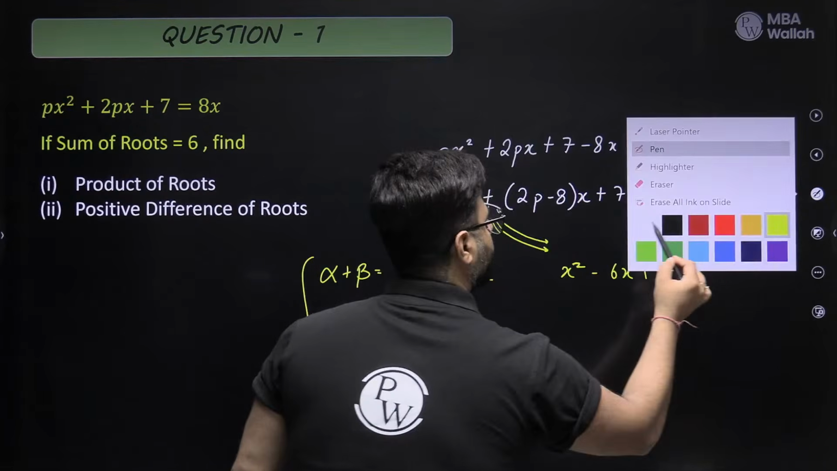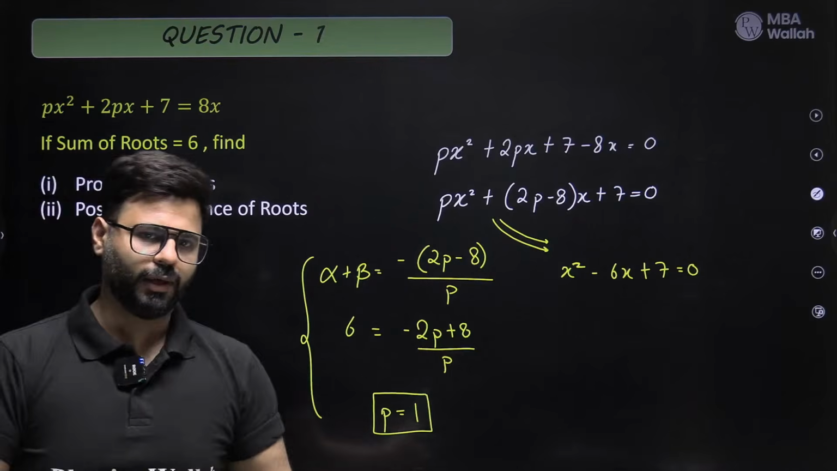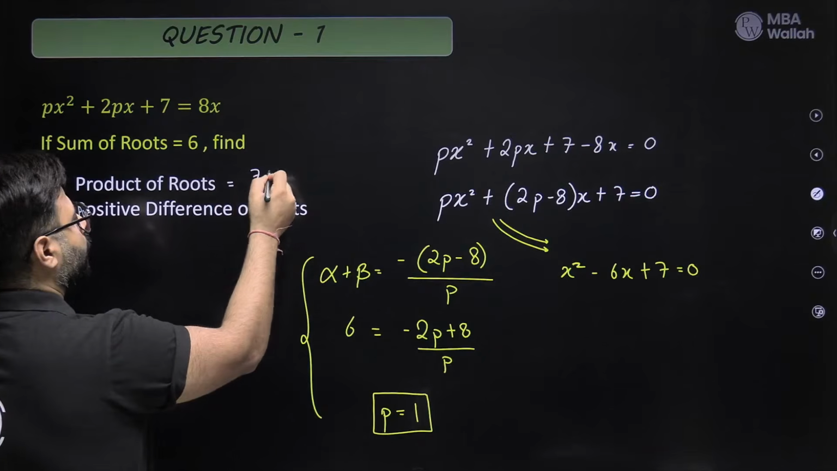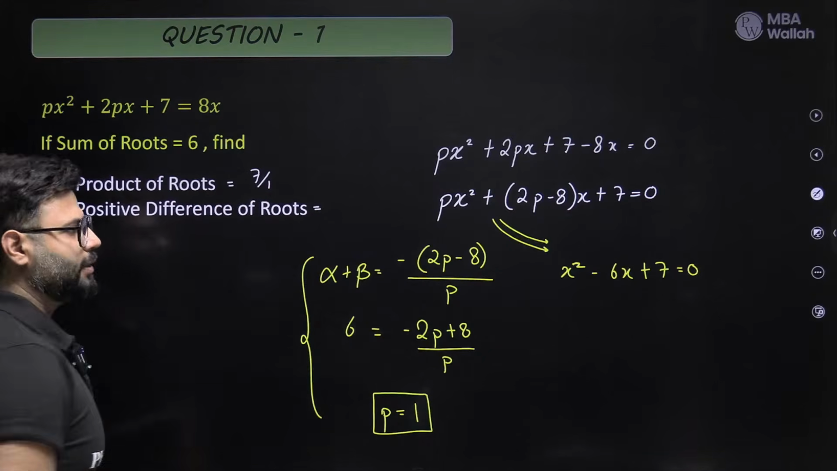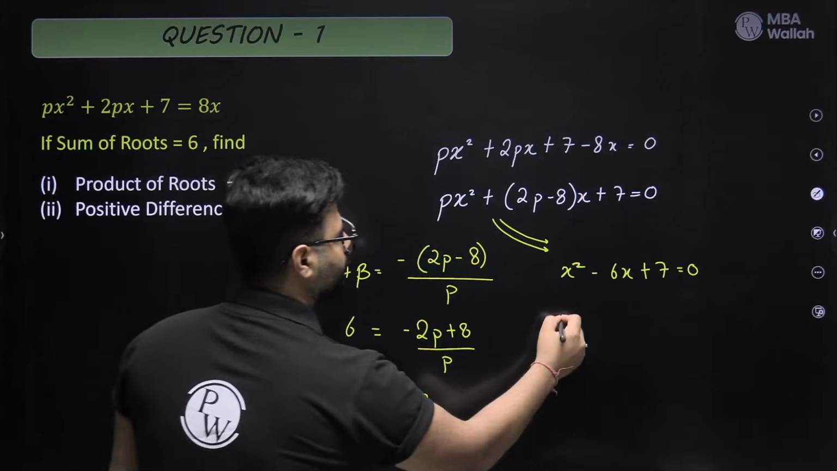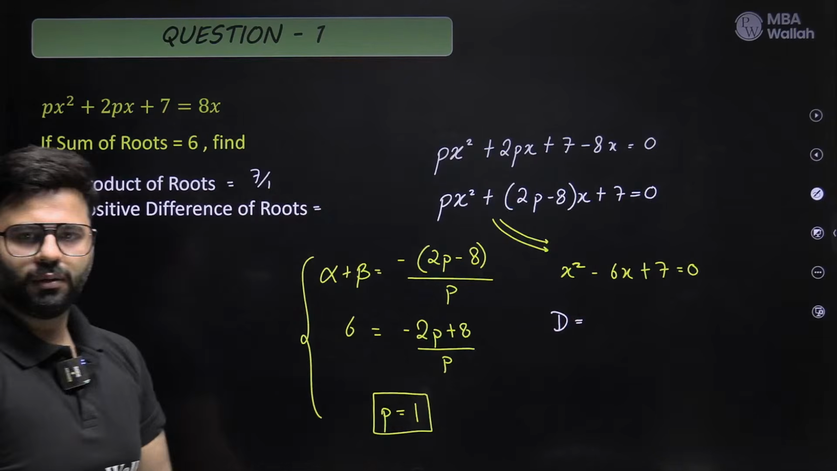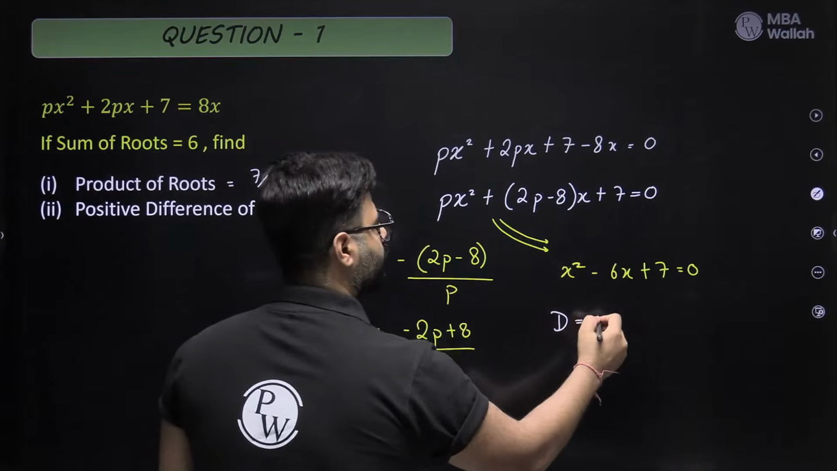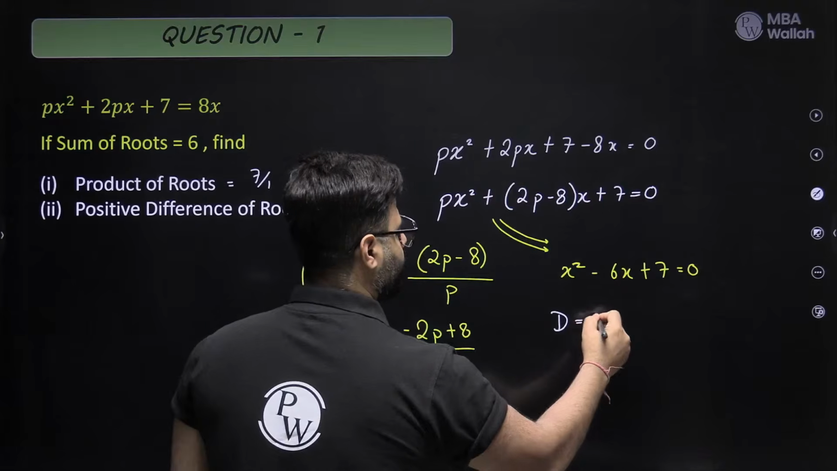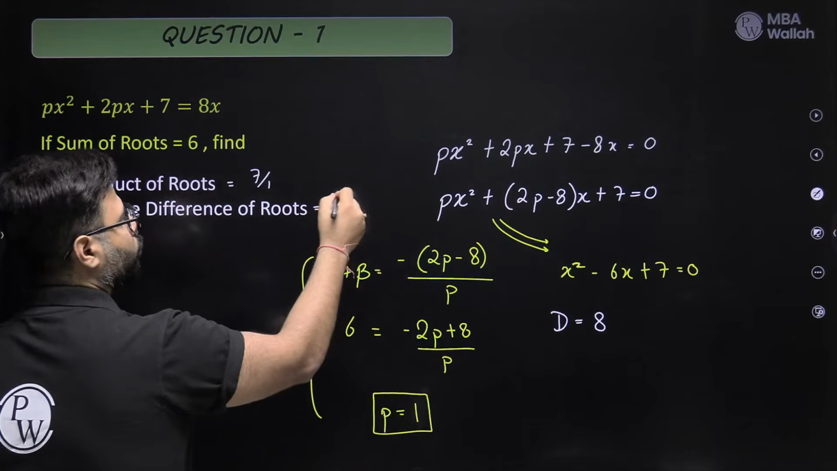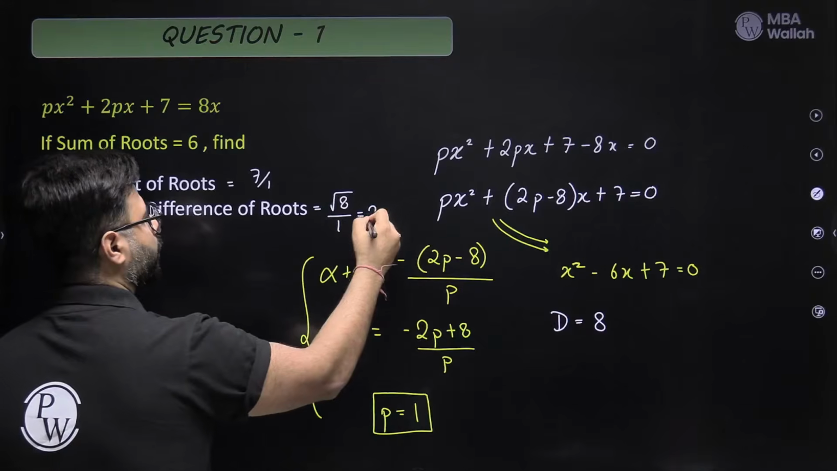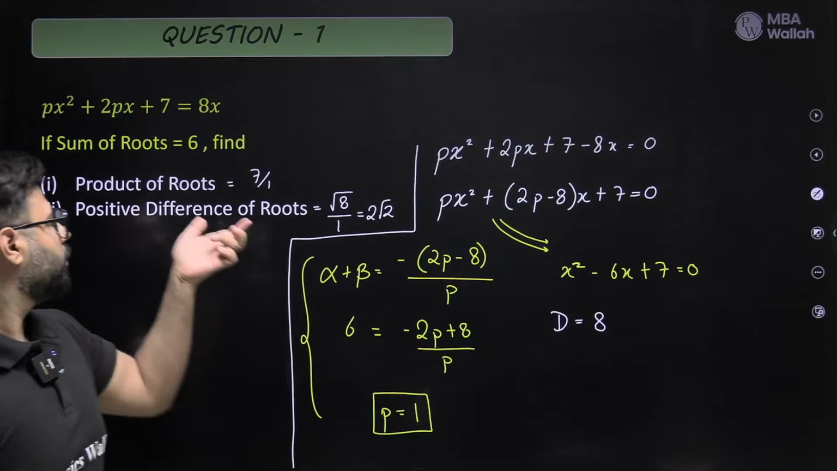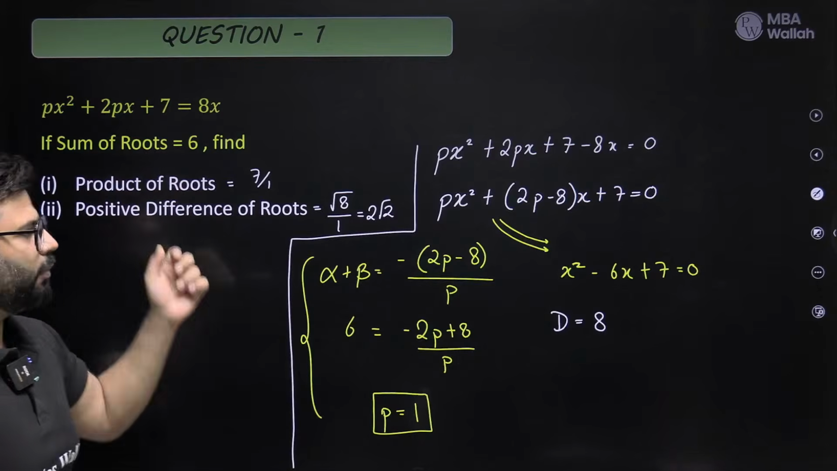Yes or no, guys? Here we used alpha plus beta and alpha minus beta. Find the product of the roots, that's c by a, which is 7 by 1. Positive difference of the roots, that is root d by a. What comes out to be d, guys? What is the value of d? D is b square minus 4ac, that's 36 minus 28, that is 8, right? So this comes out to be root 8 by 1 or eventually 2 root 2. Comfortable, guys? Again, as promised, we used alpha plus beta and alpha minus beta, correct?